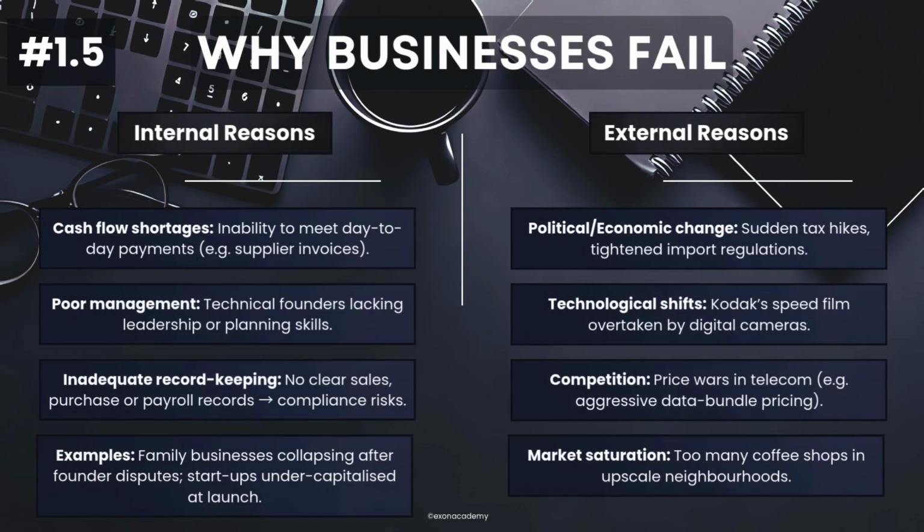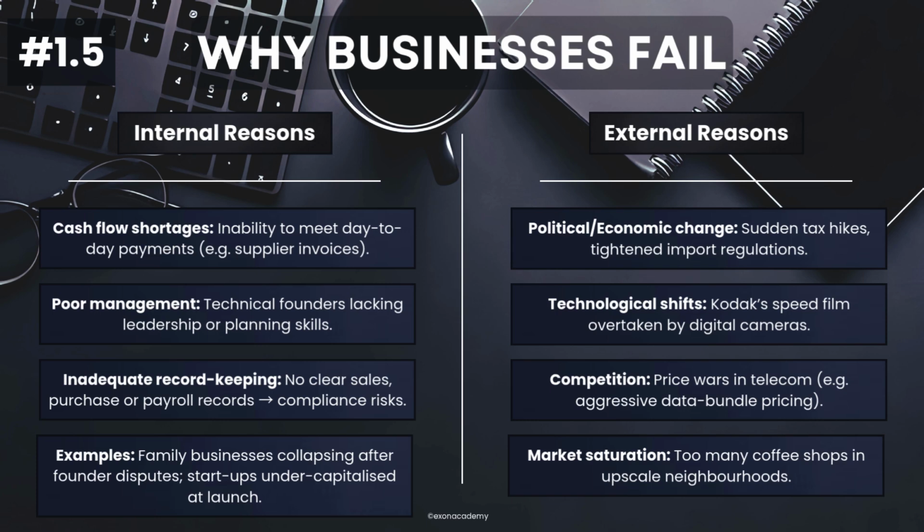Many businesses fail for internal reasons. When cash flow runs short and a company can't pay suppliers, wages, or rent, operations grind to a screeching halt and employees leave. Poor management can cause problems when founders excel in one area but struggle with planning, delegation, or communication. Teams get confused and deadlines slip. Bad record keeping hides problems like overstated profits or missed taxes. For example, family businesses sometimes break apart after co-founders fight, and underfunded startups often simply run out of money.